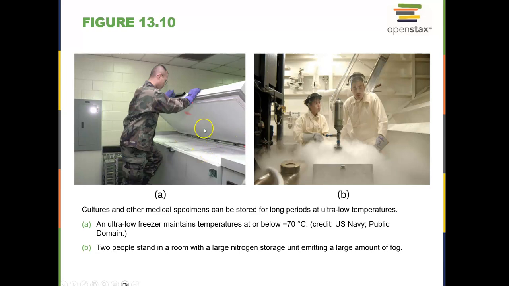Cultures, so this is storing them at the ultra low minus 70 degrees Celsius. This is showing the US Navy's stockpiles.